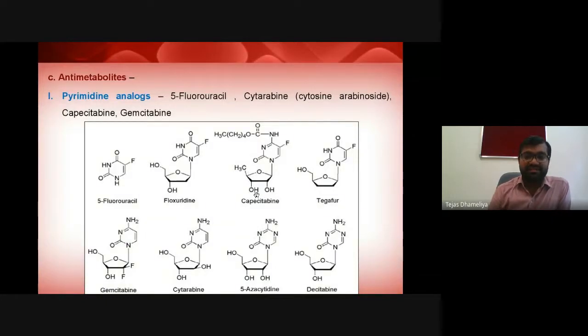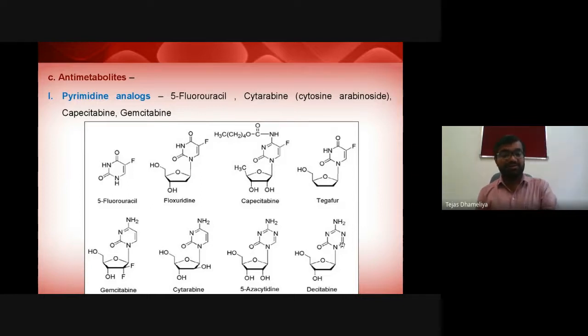Capecitabine is a prodrug, and capecitabine and gemcitabine are basically cytosine analogs. We can see the structure of cytosine more clearly. The only difference between uracil and cytosine is that uracil has a double-bonded O, but cytosine has an NH2 amino functional group at this position. So capecitabine and gemcitabine are cytosine analogs, and cytarabine is also a cytosine analog, just like 5-azacitidine, which is also a cytidine and cytosine analog.